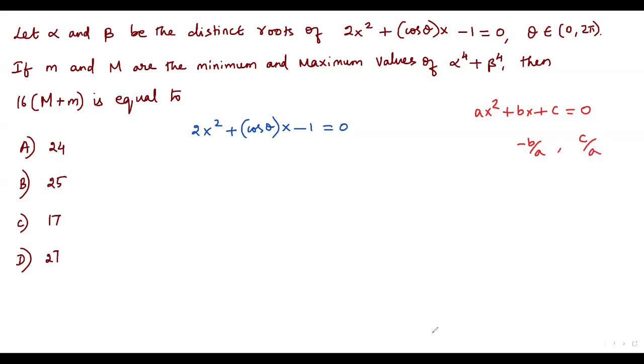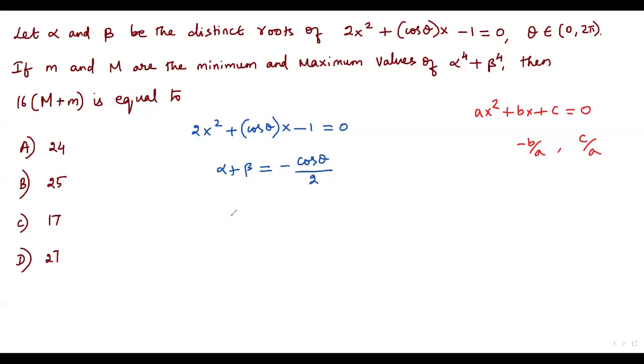The question says that for this quadratic equation, the two distinct roots are alpha and beta. When I add alpha and beta, this represents the sum of the roots, which is equal to −b/a. Here b is the coefficient of x and a is the coefficient of x². In our equation, the coefficient of x is cosθ, so we write cosθ in the numerator, and in the denominator the coefficient of x², that is 2. Now I got α + β.